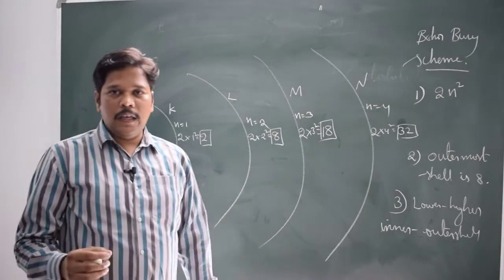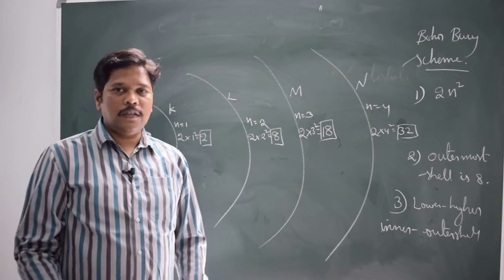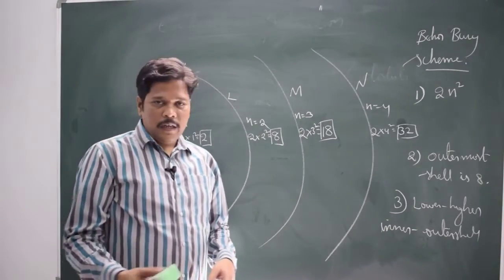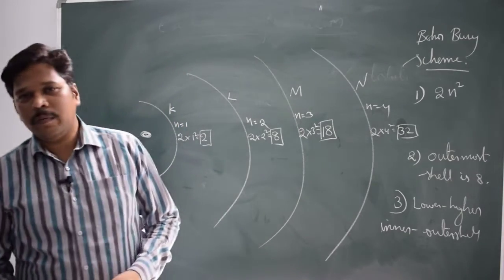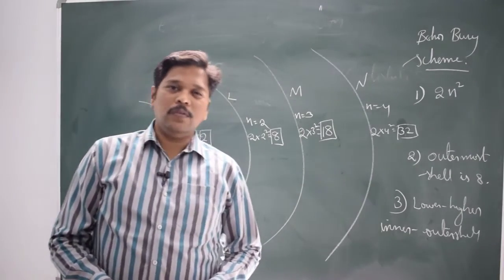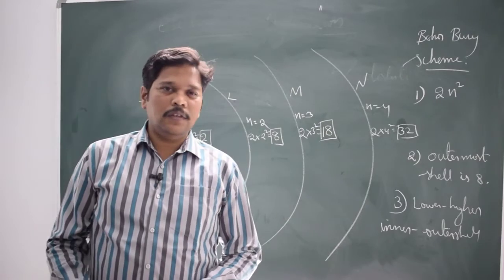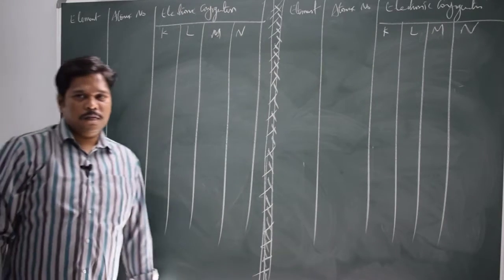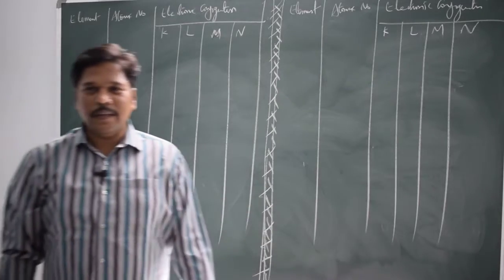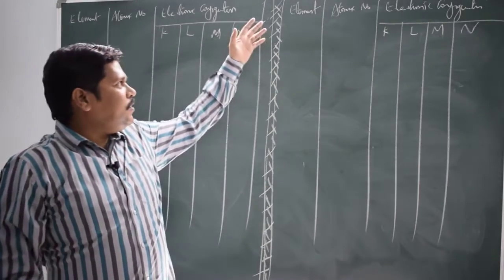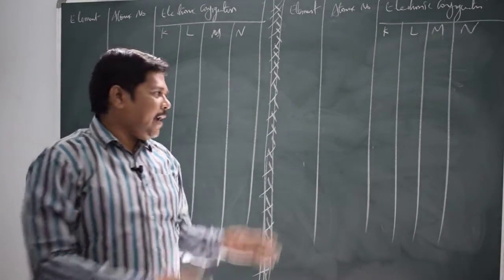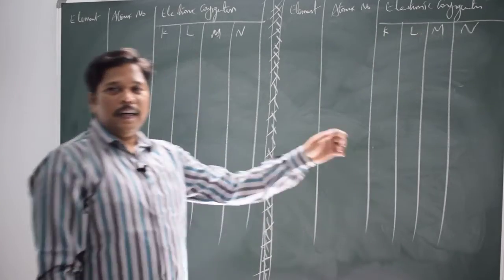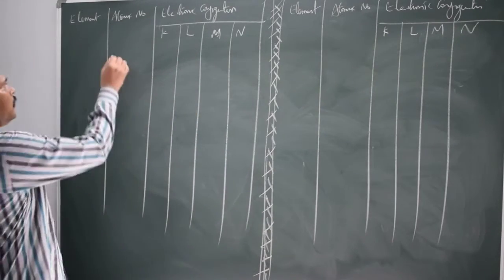Now we will see the electronic configuration of some elements. In 9th standard, you have to learn the electronic configuration of up to 20 elements. Since I can't fit all 20 elements into the length of this board, I have split the board into two parts. Now we'll start with the first element.